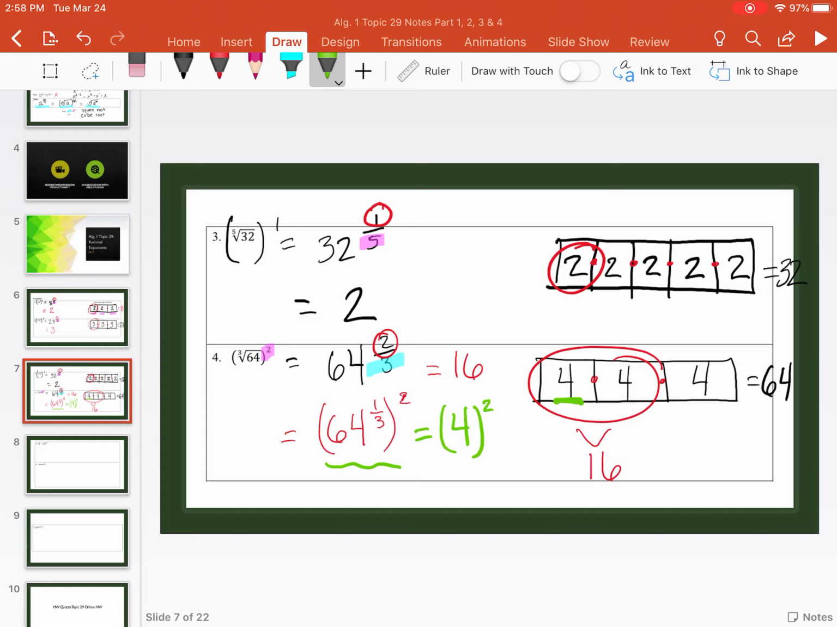Then, though, I can square it, and 4 squared gets me 16. So that gets me the same answer. So however you would like to solve these problems, whether you'd like to do it with the chocolate bar method or think, okay, well, this is really 64 to the 1/3 raised to the 2nd power, I know that 64 to the 1/3 is 4, and then I can square 4. That gets me 16. So whatever floats your boat, take your pick.